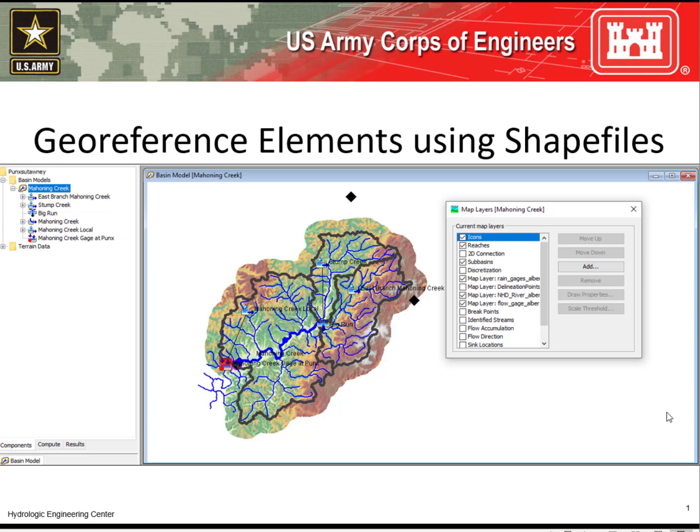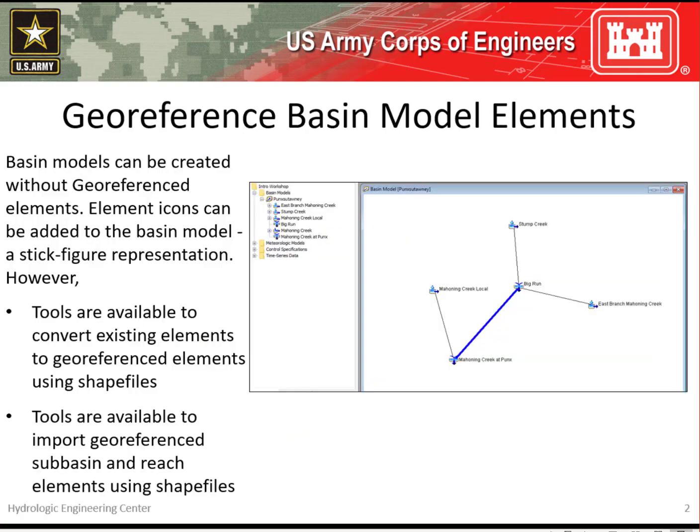So let's first talk about how to georeference those existing basin model elements. In the figure on this slide, you see a very simple project. There is no GIS information. I have subbasin elements, a reach element, and two junction elements, and those are represented by simple icons. You could consider this a very simple stick figure type of watershed, and those elements are connected together.